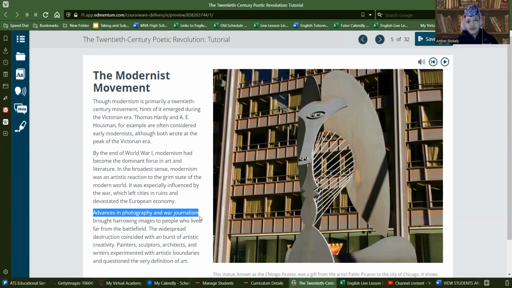Advances in photography and war journalism brought harrowing images to people who lived far from the battlefield. So that means that people were moved by the images that they saw and just couldn't believe what war looked like from the front lines.